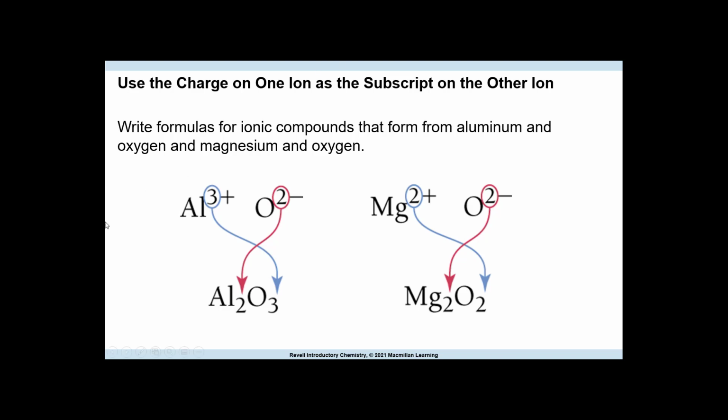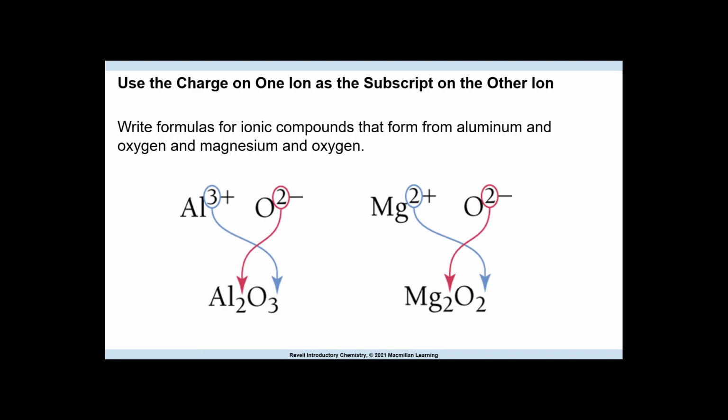Now, let's see. We have a 3+ charge and we have 2 of them, so that's 6. Then we have 3 here, and we have a 2, so 2, 4, 6. 6 plus and 6 minus equal 0. Magnesium, we have a 2 plus, and we have an oxygen with 2 minus. Crisscross them.